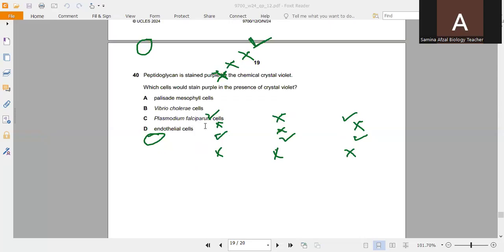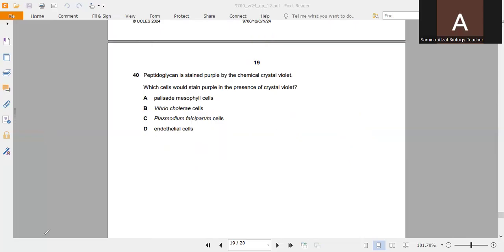Now we are moving towards the last question, question number 40. Peptidoglycan is stained purple by the chemical crystal violet. Which cells would stain purple in the presence of crystal violet? Here you can see palisade mesophyll cells, which are present in the plants.